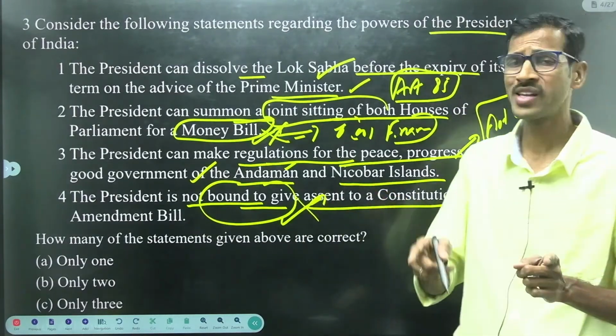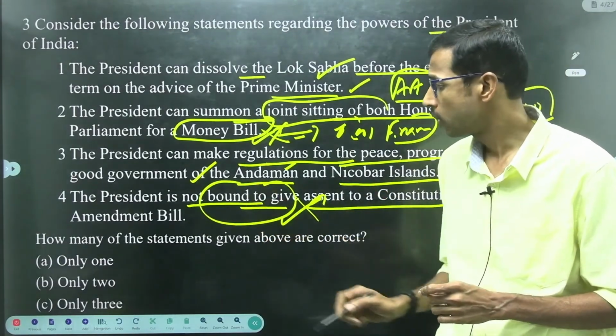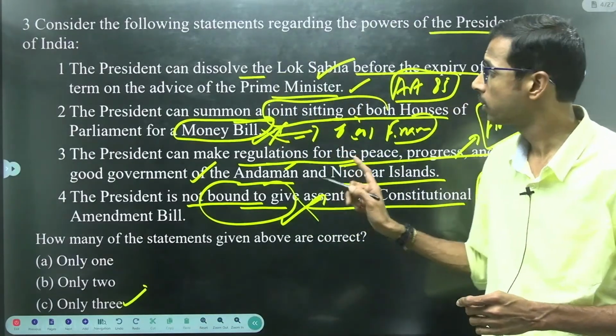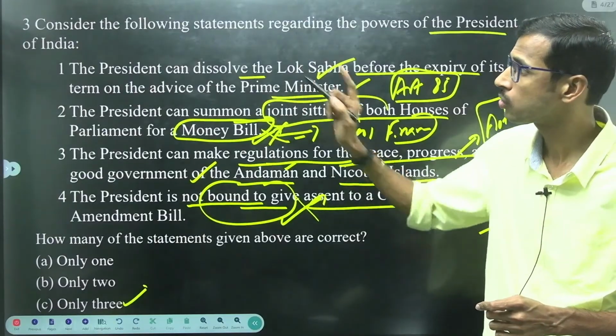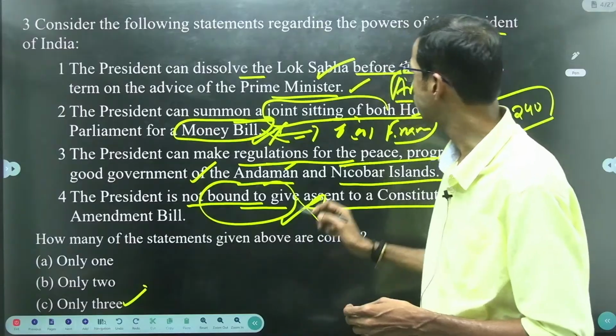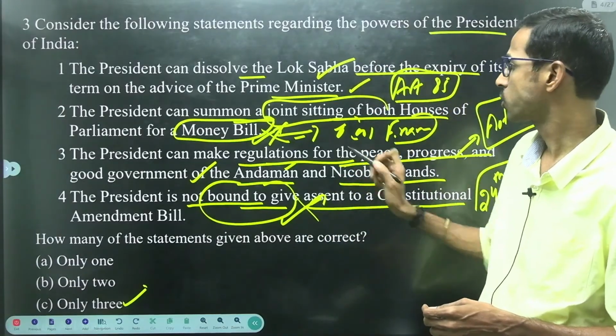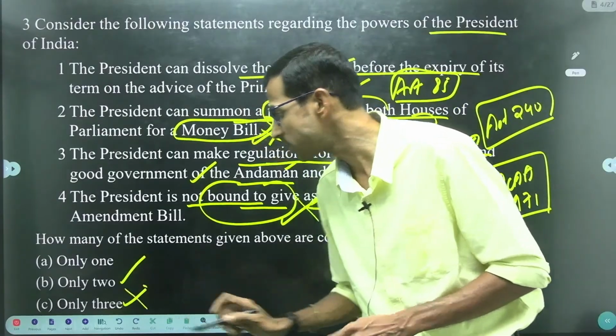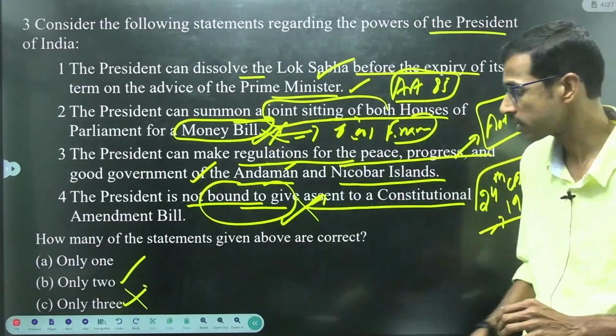If you check the key here, the answer given is only 3, but I am changing this. For the third question, the answer is only 2, right? Means the first option and the third option, right? Only 2 is the correct answer, not C. Only 3 is not correct, right?